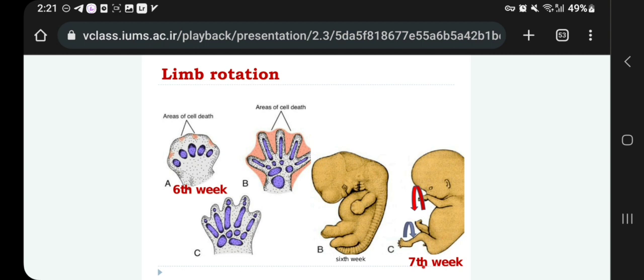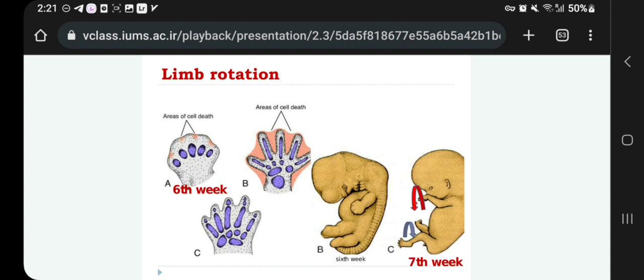But in the seventh week, we have a rotation in the upper and lower limb. The upper limb and lower limb rotate in opposite directions. The upper limb rotates 90 degrees laterally, like the anatomical position. In anatomical position, we say the palmar surface looks forward, and the thumb is lateral, and the little finger is medial.